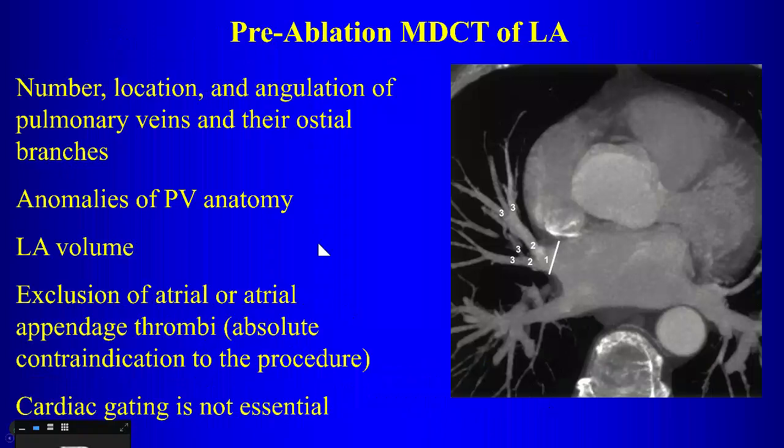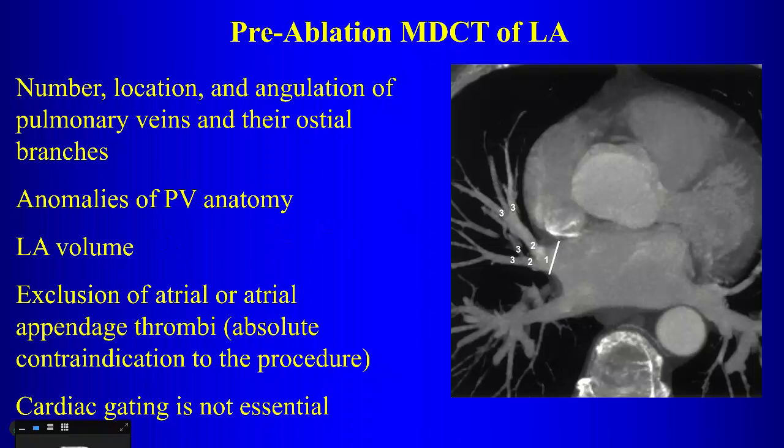So what is it that we look at? We'll look at the pulmonary veins, the number, location, angulation, the ostial branches, look for any anomalies of pulmonary venous anatomy. Also, we look at the left atrial volume, and that's why you want to do it earlier in the cardiac phase when the atria is as big as possible.